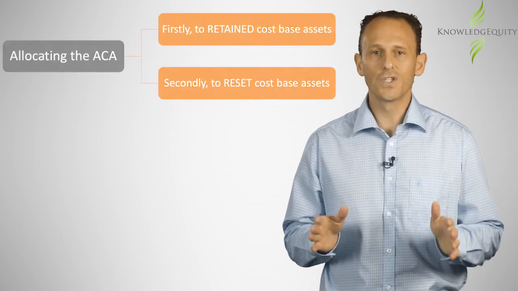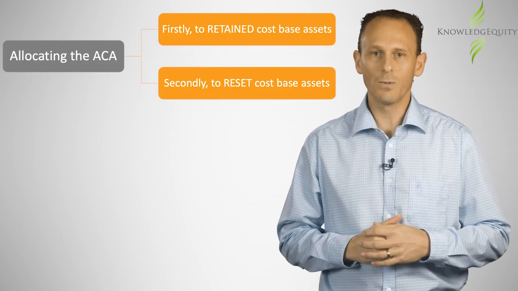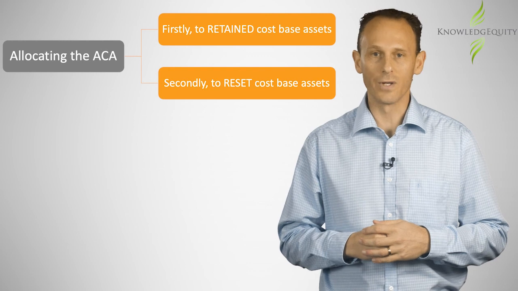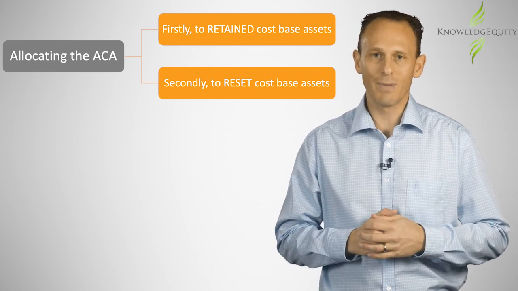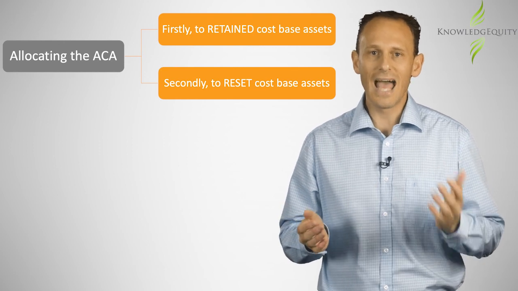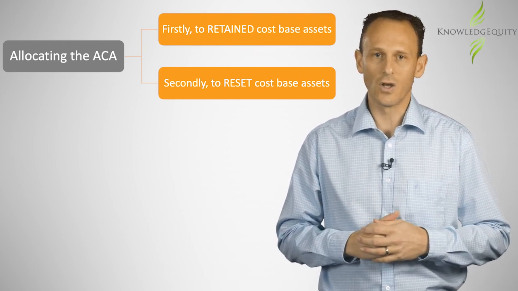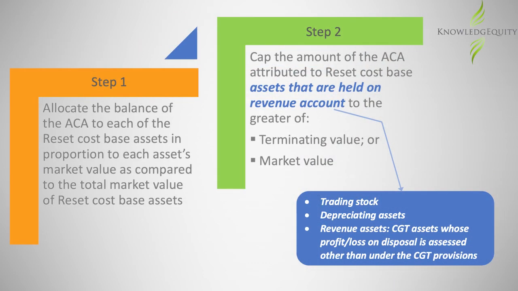To recap, there is a two-step process for allocating the allocable cost amount, or ACA, of the joining entity. This is to firstly allocate to the retained cost-based assets, and secondly, allocate the balance to the reset cost-based assets. The second part of this process involves making sure that reset cost-based assets of a revenue nature have a value capped at the greater of their market value and terminating value. Any downward adjustments are reallocated among non-revenue reset cost-based assets.